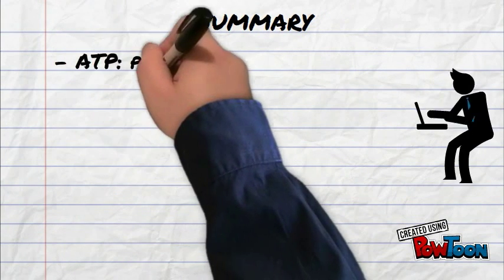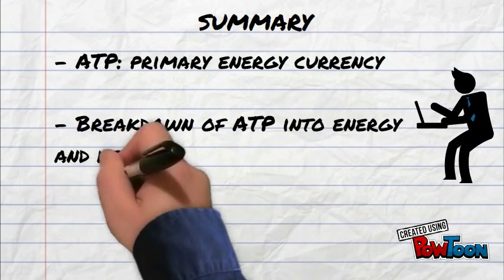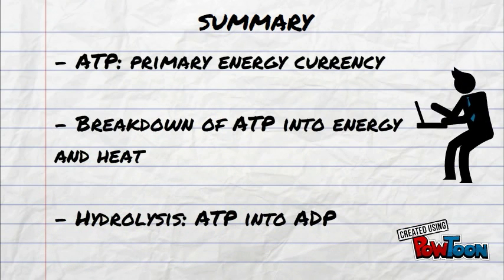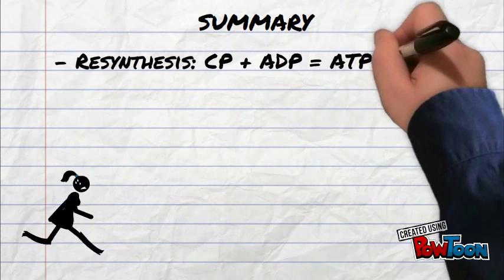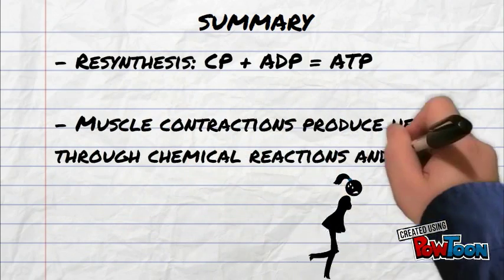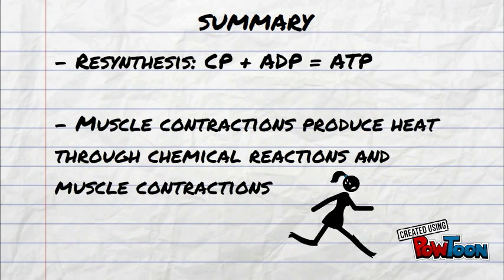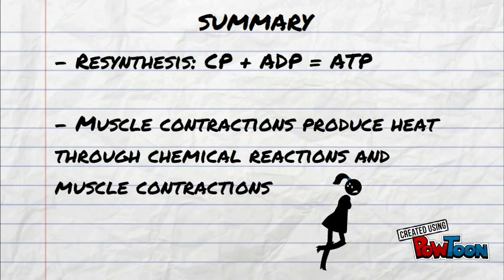In summary, ATP is the primary energy currency of the human cell. The breakdown of the molecule causes a release of energy and heat. Hydrolysis is the production of energy as well as the conversion process from ATP into ADP. Resynthesis involves creatine phosphate, which is broken down in combination with ADP to produce ATP. And muscle contractions produce heat through chemical reactions and friction between muscle fibers, causing an increase in body temperature.